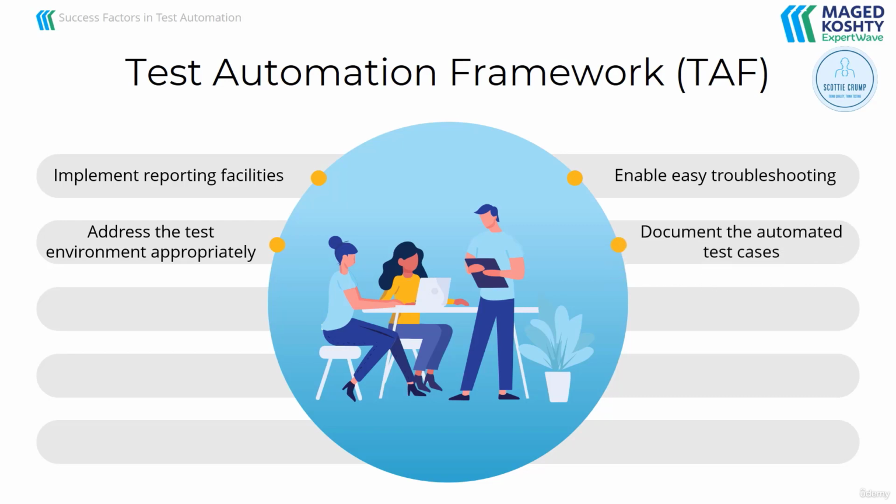Document the automated test cases. The test automation goals need to be clear, such as which sections of the app are being tested, how much testing is necessary, and what attributes are being tested. Like functional versus non-functional attributes, this must be set down in writing so there is no confusion later on down the line.